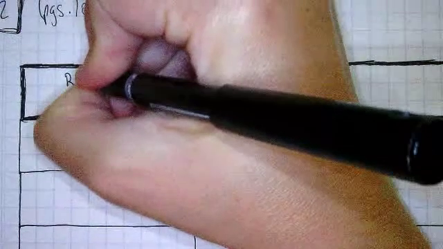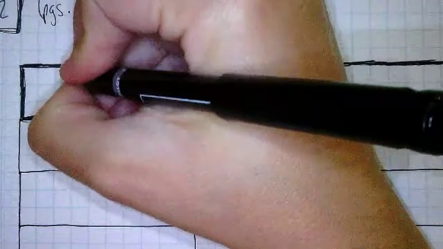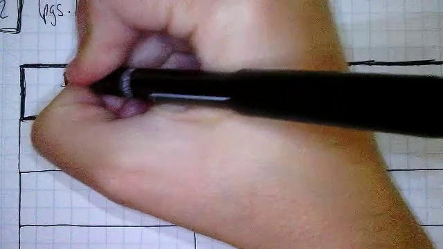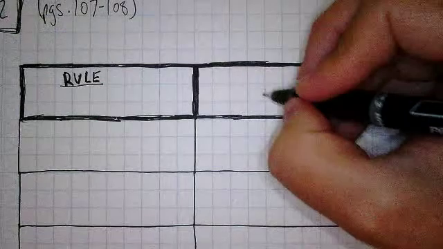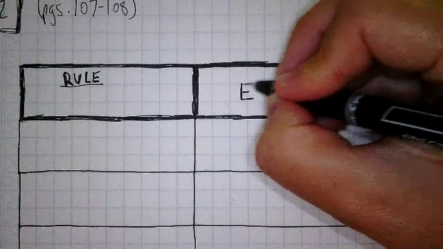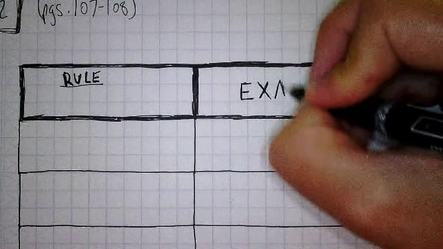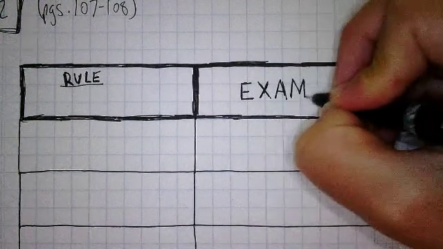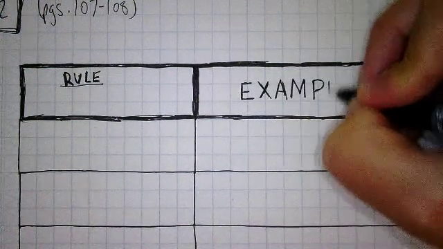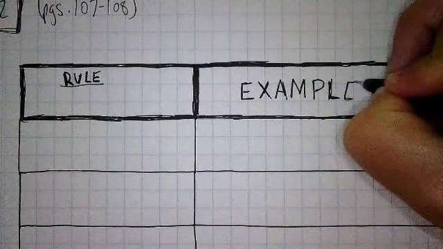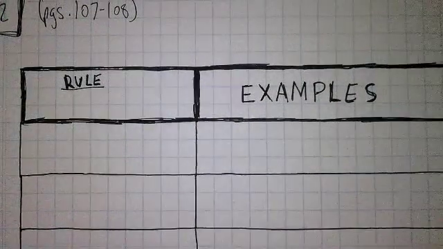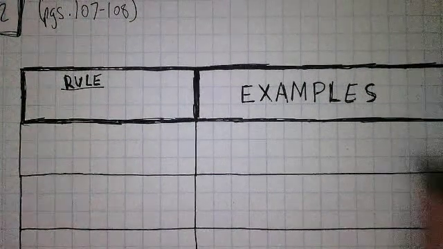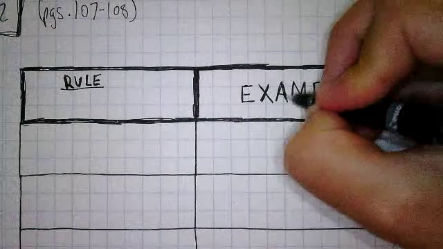And on this side, we're going to have a rule. Okay, so we'll have 4 rules because I have 4 boxes under this box, okay? And on this side, we're going to have examples of the rule. We're going to kind of explain the rule a little better. Okay, so we're going to have our rule and then examples explaining the rule.